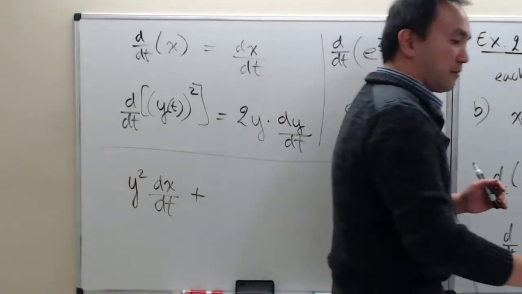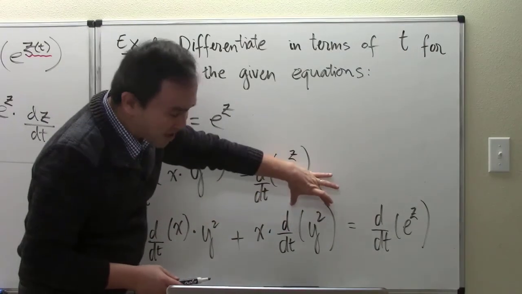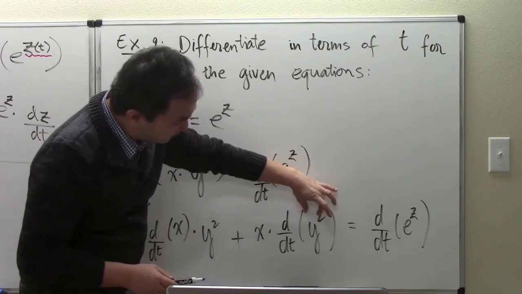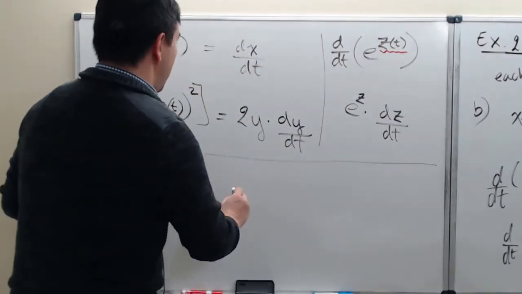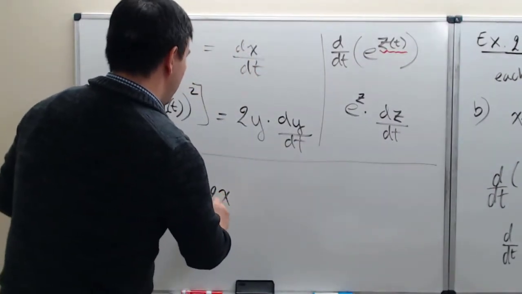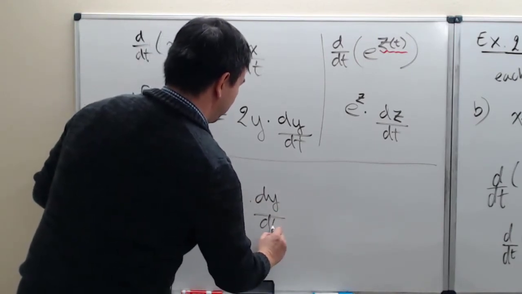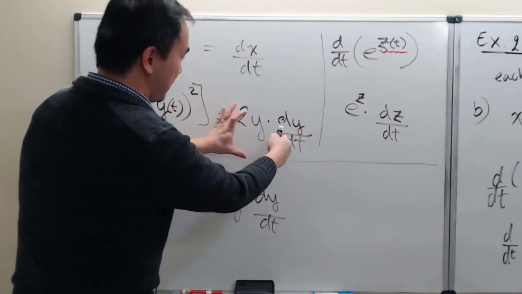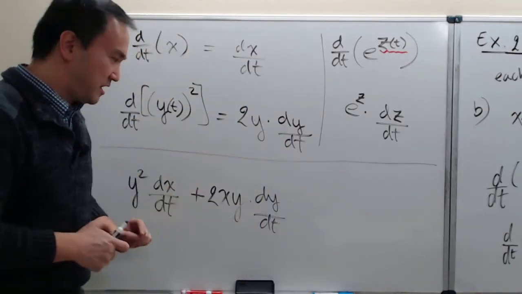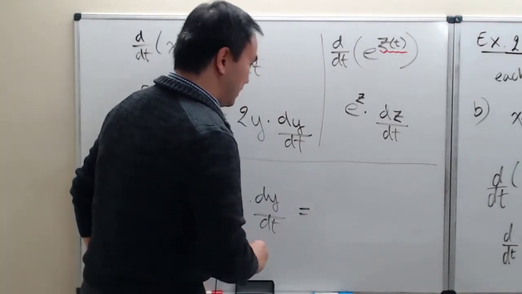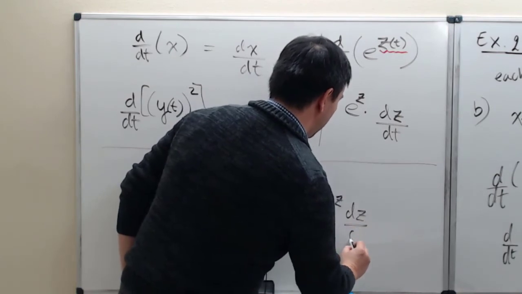Okay, and then I am moving on to my next term. My next term from the previous equation had x times the differentiation of this, and we just now found the differentiation of the y squared term. And so now I'm looking at 2xy times dy/dt. I just substituted that 2y dy/dt into our term, and consequently we ended up with this 2xy dy/dt. And our right-hand side now becomes e to the z dz/dt.